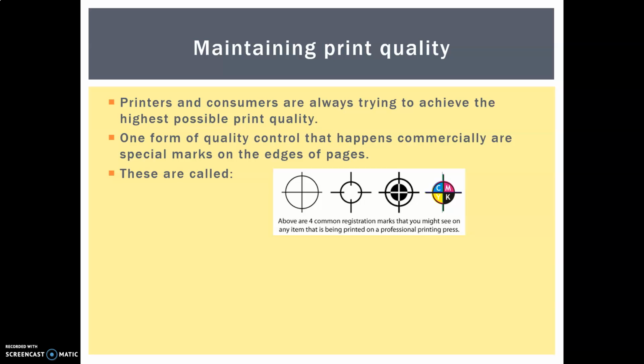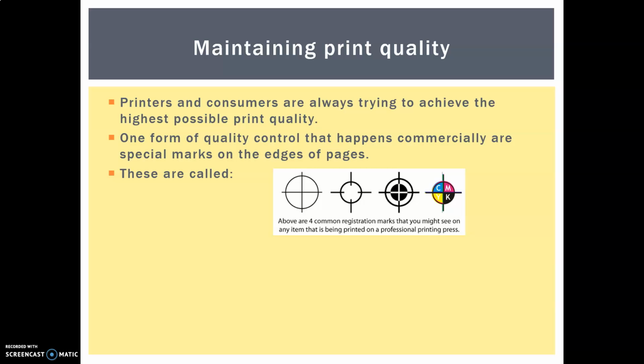Okay, so we need to talk about commercial printing. That's what we're doing at the moment. We're looking at paper, cardboard and commercial printing. And a lot of commercial printing involves tolerances, very, very specific tolerances, in fact. So printers and consumers are always trying to achieve the best possible print quality. One form of quality control that happens commercially is using special marks at the edges of pages.